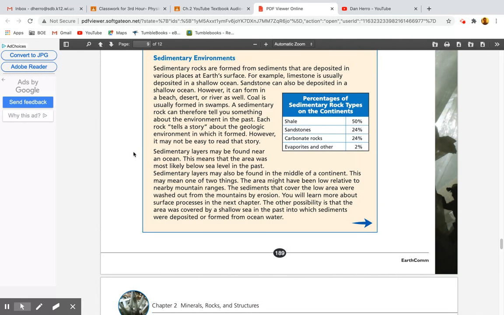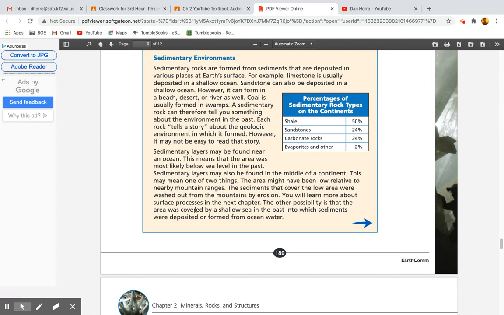Sedimentary layers may be found near an ocean. This means that the area was most likely below sea level in the past. Sedimentary layers may also be found in the middle of a continent. This may mean one of two things. The area might have been low relative to nearby mountain ranges. The sediments that cover the low area were washed out from the mountains by erosion. You will learn more about surface processes in the next chapter.